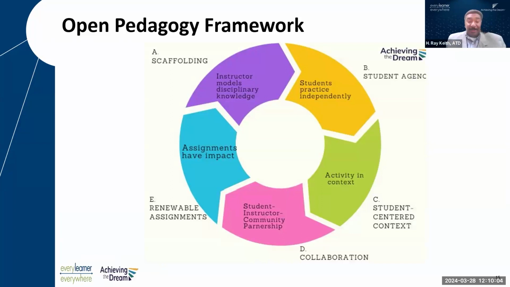So here we have the 5 pillars of our framework that conceptualizes open pedagogy into practice. And this includes scaffolding learning, teaching practices and assignments, creating space for students to develop agency, centering students in the context of learning, faculty, student, and peer-to-peer collaboration, and OER assignments. The framework is cyclical and interconnected while providing practical ways to implement open pedagogy.